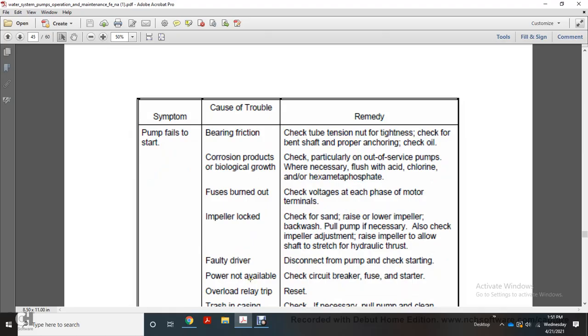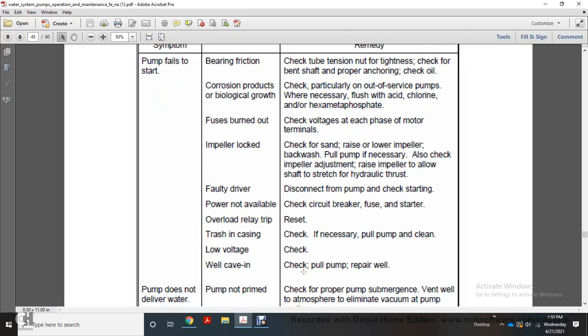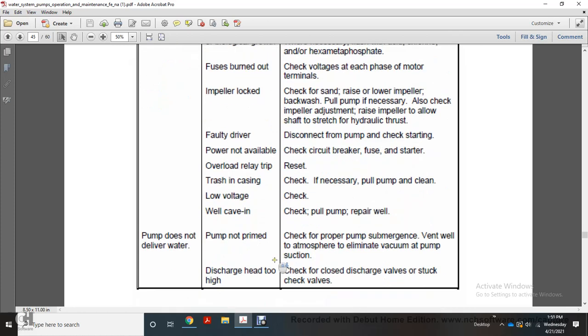Starting. Pump fails to start, power not available: check for circuit breaker, fuse, and starter overload. Pump fails to start, overload relay tripped: reset. Trash in the casing: check, and if necessary, pull the pump and clean. Pump fails to start, low voltage: check. Pump fails to start, well cave-in: check the pump and repair the well.